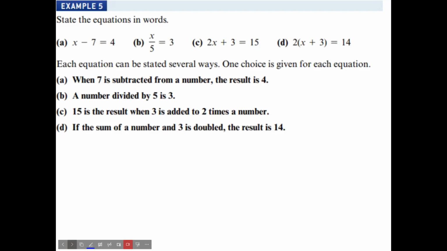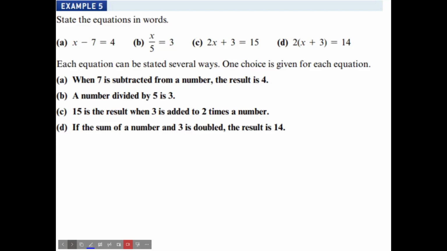Something like that. Now the second, B: a number divided by 5 is 3. What else can I say? 1/5 of the number is 3. Or 1/5 part of the number is 3. So 2x plus 3 equals 15. What do they say? 15 is the result when 3 is added to 2 times a number. What is possible? For example, like that. When I double a number and add 3, I will receive 15. Possible?